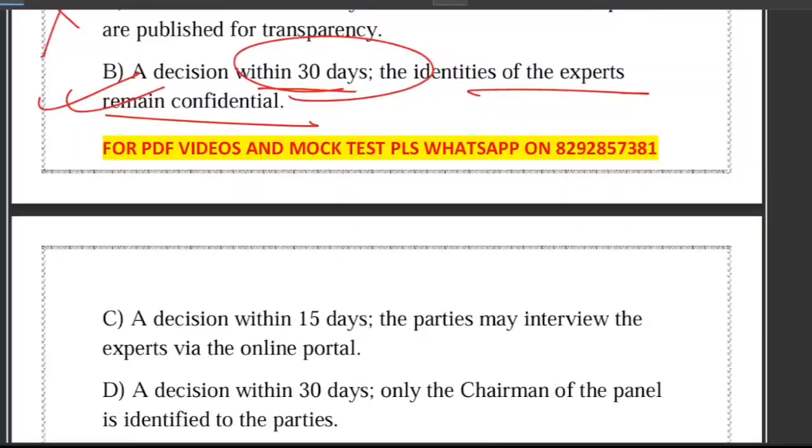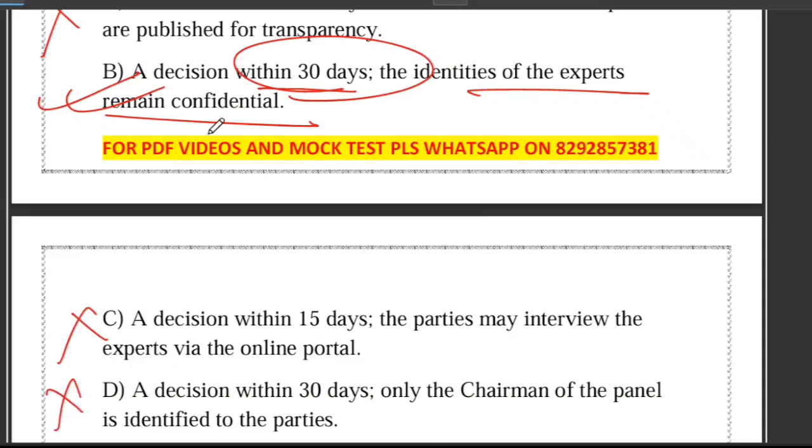Decision within 30 days and identity of the expert remain confidential. Exactly. What about C? Decision within 15 days plus party can interview the expert via the online portal. No, it is completely incorrect. Why? Because the expert cannot be contacted or interviewed. Right. And what about option D? A decision within 30 days, only the chairman of the panel is identified to the parties. So no names are ever revealed, not even the chairman.